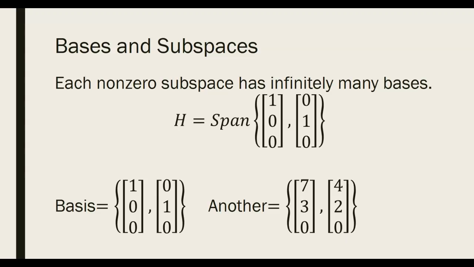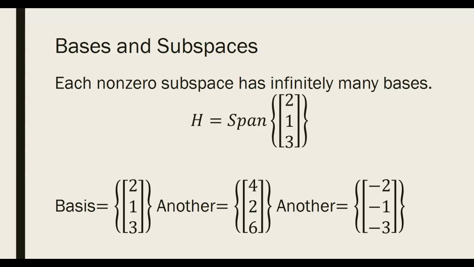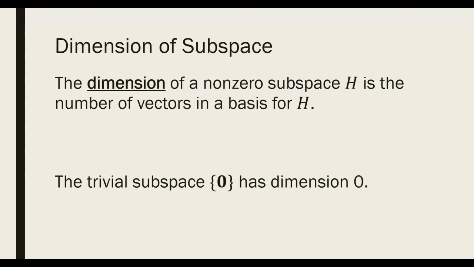So this H has dimension 2, this H would have dimension 1, because no matter which basis I choose, there is one vector in that basis. All right. So the dimension of any non-zero subspace H is the number of vectors in a basis. And like we said, it doesn't matter which basis because they all have the same size. So that's what the dimension of a subspace is.